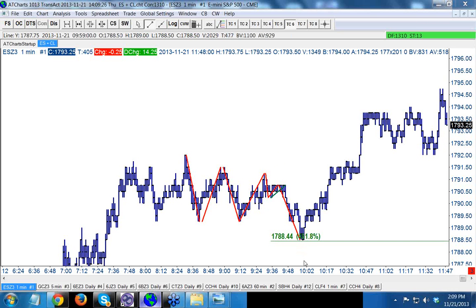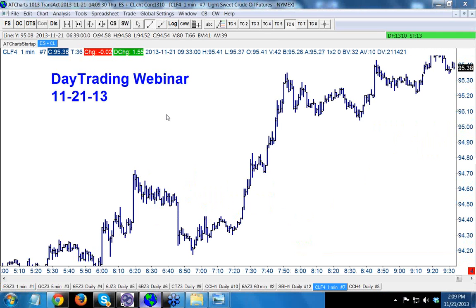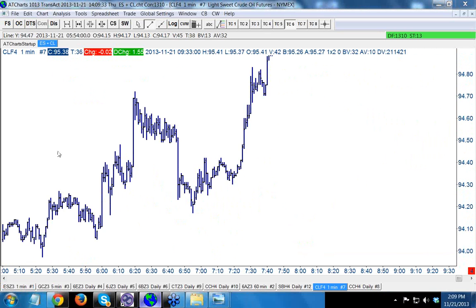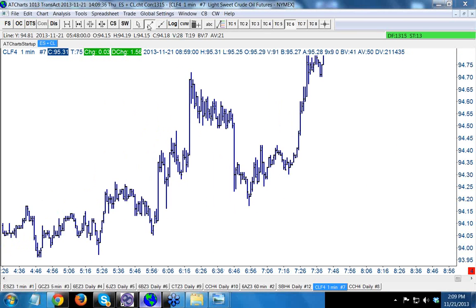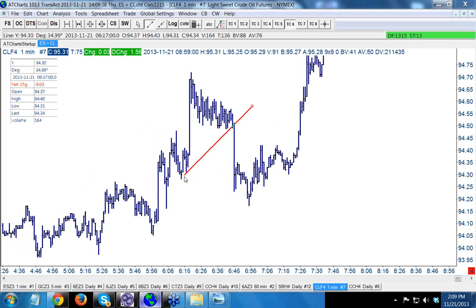Another thing I want to show you is the short that I did on crude oil. This was not a good day for me. Here I see a measure move within the measure move here. I got short right at 94.50. Okay. Ouch. Took a lot of heat there.